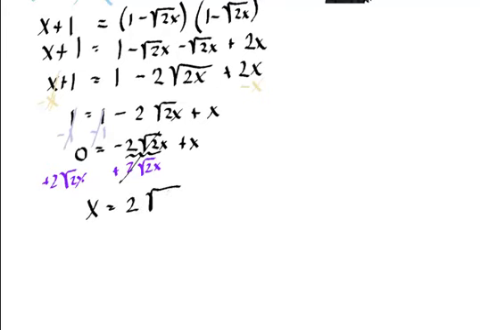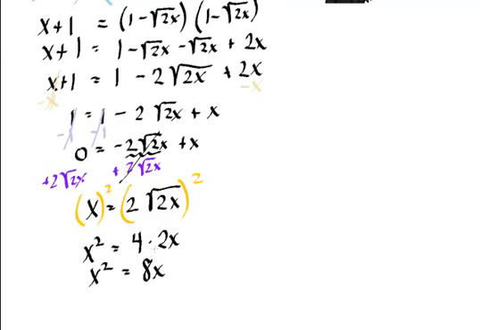2 square root 2x. Now, I've got the square root here, and I can square both sides at this point, because I'll get x squared here. I'll get equals 4 times 2x. So I have x squared equals 8x. Yikes.